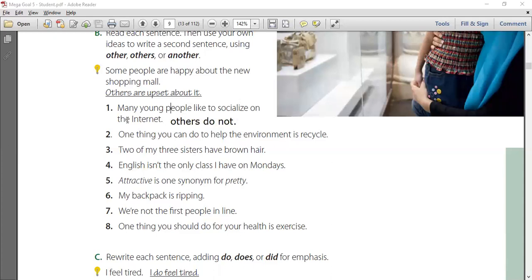Okay? We're going to complete the rest later, and then we're going to also use do, does, and did. Okay, Thalith, this is all for today. Let me take the attendance.